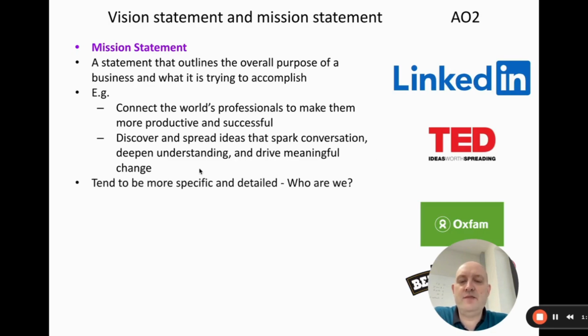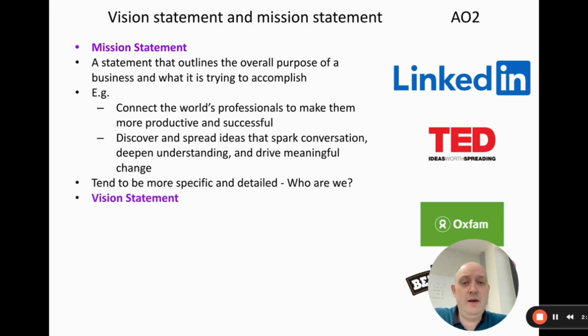And this is TED. You've probably heard this one before, I'd imagine. Mission statements tend to be more specific and detailed and pretty much talk about who we are. So if you look at these 2 mission statements, you can see that they talk about what the business does, who they are, and it's just a way of communicating their mission to the world outside.